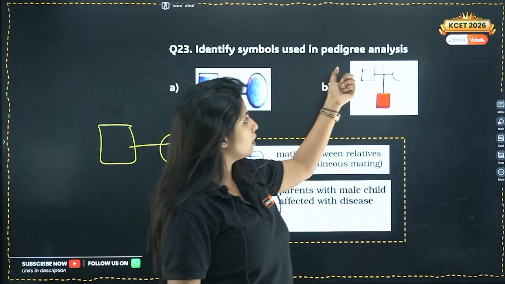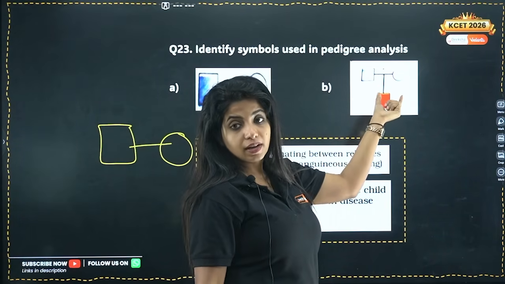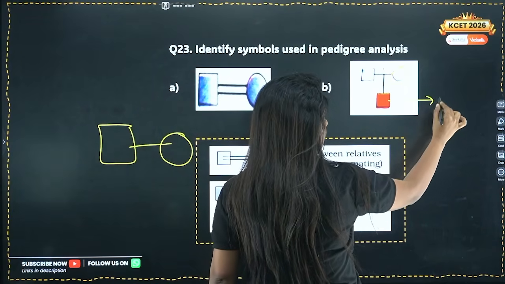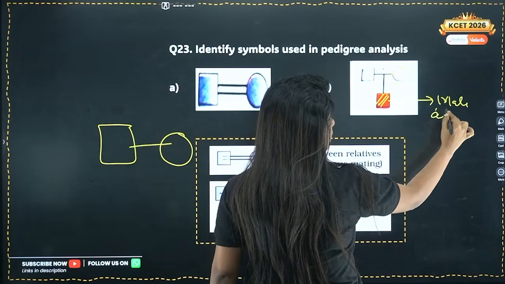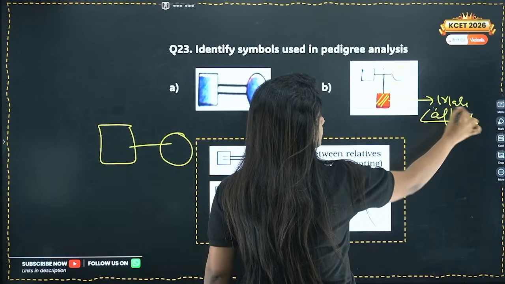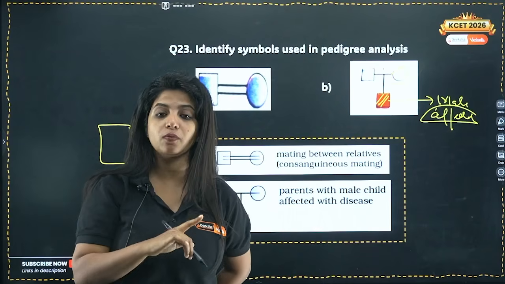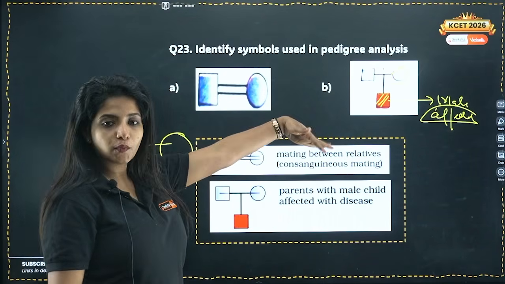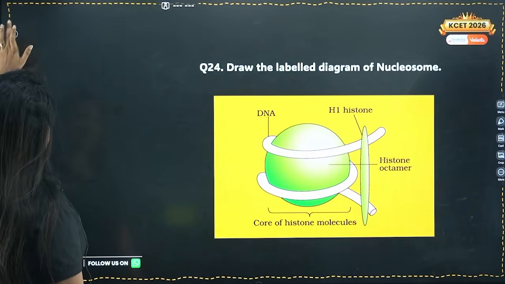Now you have a square, a circle, and then again you have a square. This square which is there, it shows that there's a male child, but it is also colored, which is why it shows that it is an affected male child. That means this particular male child will be having what? A particular disease. That is what you mean by a square with a colored thing. Got it? Yes. Now next thing.